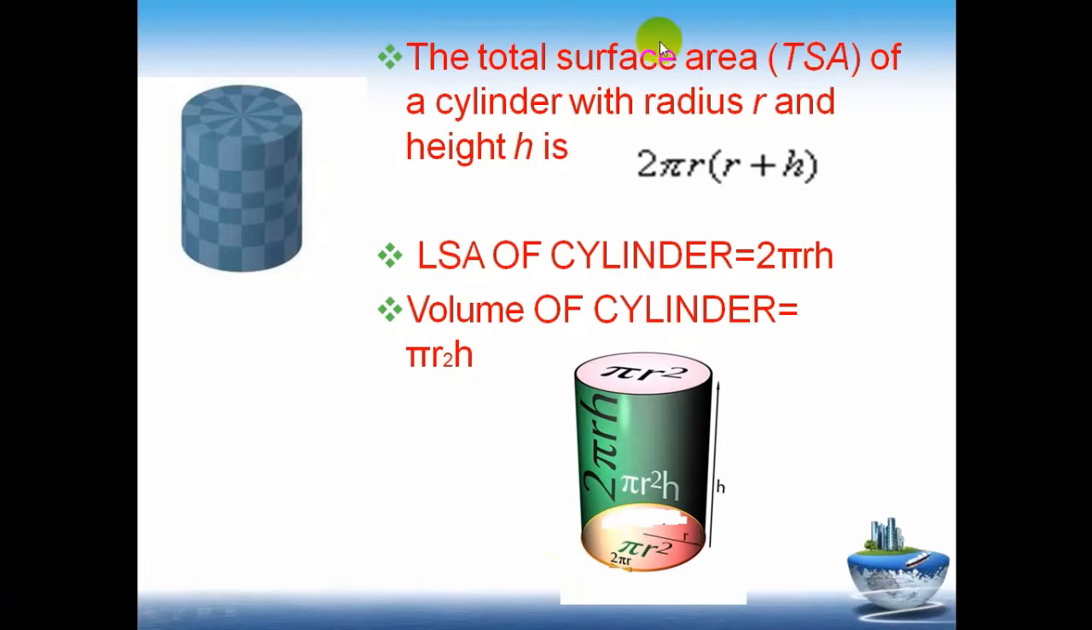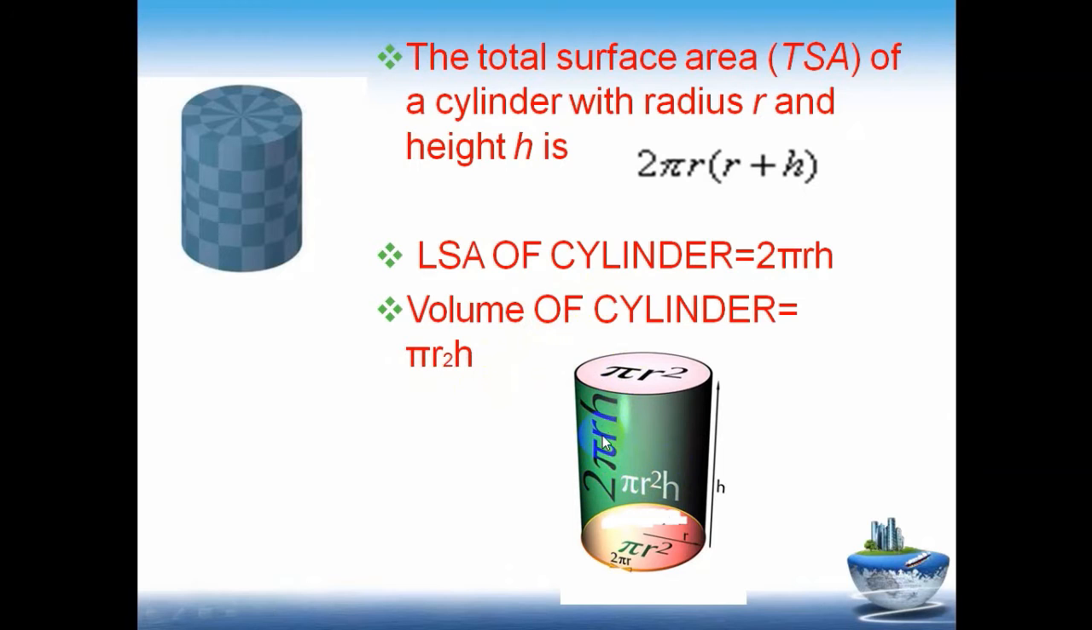Now, the total surface area of a cylinder with radius r and height h is given by 2 pi r into (r plus h). This is the total surface area of the cylinder. And the lateral surface area of the cylinder is 2 pi r h, and the volume of the cylinder is equal to pi r squared h. Pi r squared h is the volume. 2 pi r h is the lateral surface area.